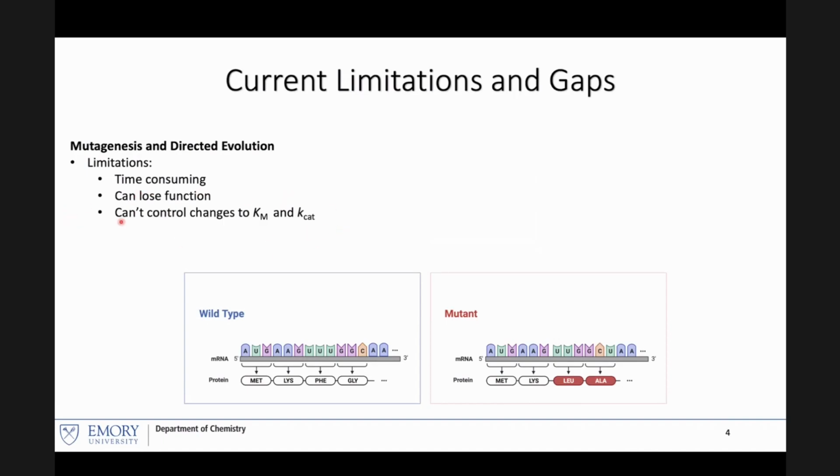Okay, so recap, we want to increase efficiency and stability. The main way of doing this is mutagenesis, so changing this glycine here for an alanine, or directed evolution, which is completely evolving a different enzyme. Very, very time consuming. And again, you can't really predict what's going to happen, if you're going to get a better enzyme or not.